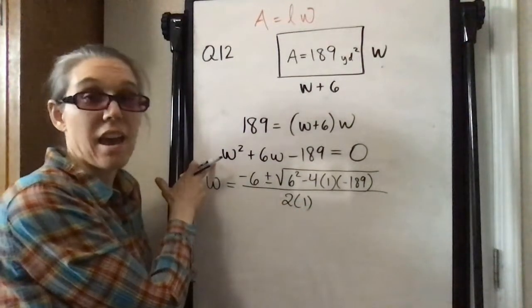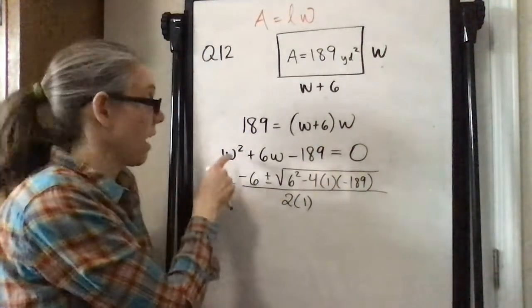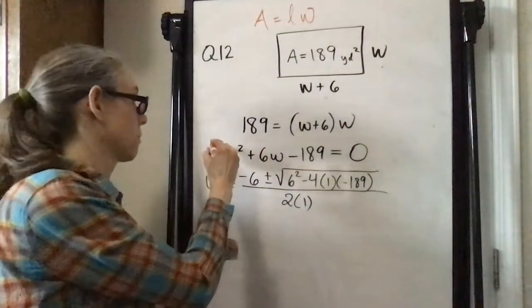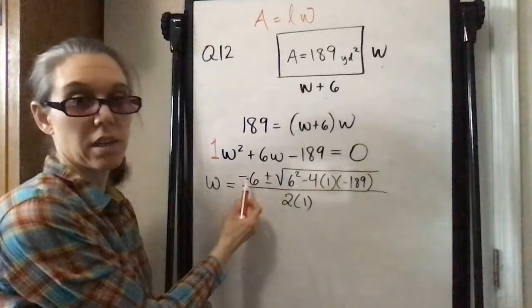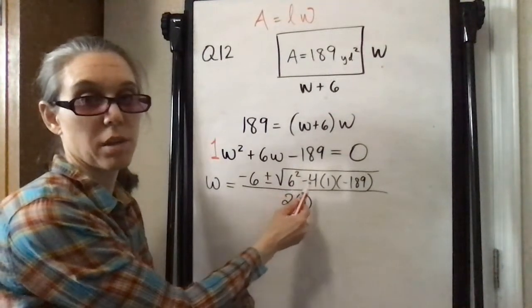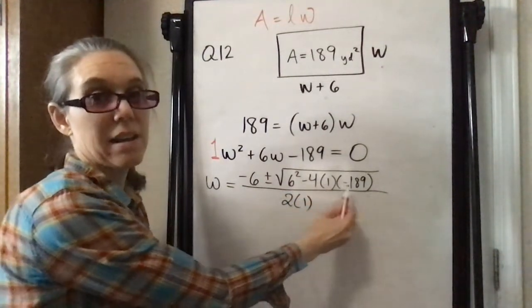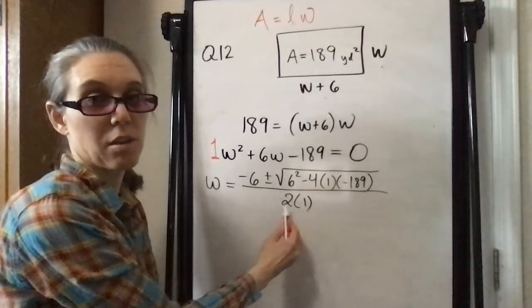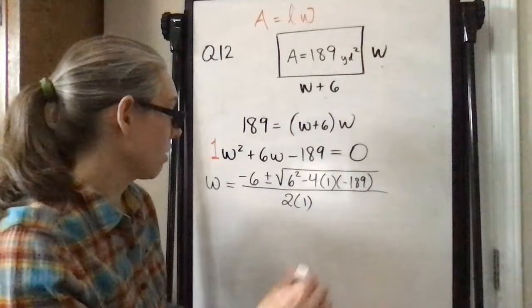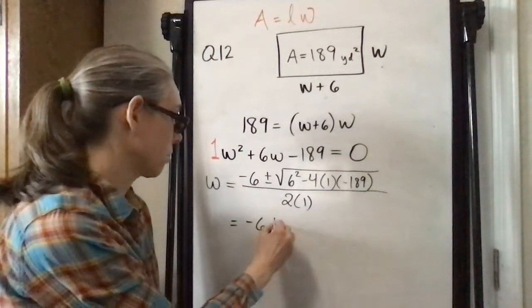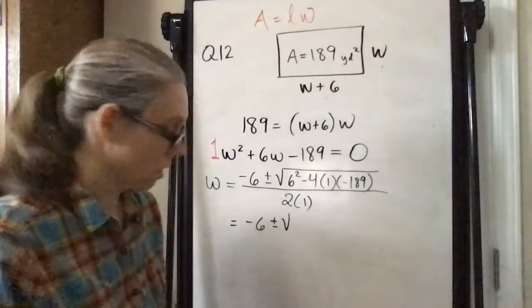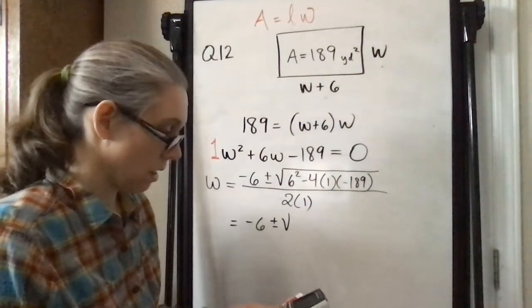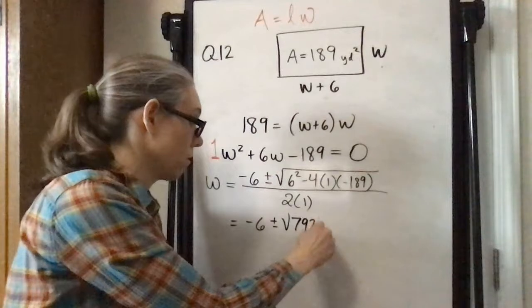Notice here that the a value, a, b, c, a is 1, right? This is 1w squared. So when I do here negative b plus or minus the square root of b squared minus 4ac, the a value is 1. Similarly here, 2 times a would be 2 times 1. And so this gives us negative 6 plus or minus the square root of 36 plus whatever 4 times 189 is. And that gives us 792.